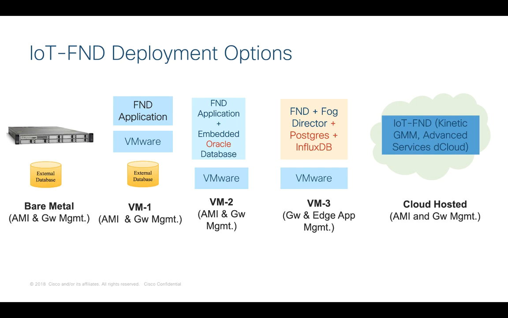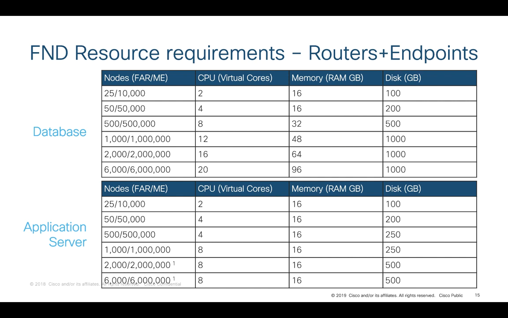And then the FND with Postgres option, both the FND and Fog Director are running as Docker containers inside this VM, which contains the Postgres and Influx database. And then FND is also available in the cloud. Cisco does not offer this, but there are customers that have taken FND to AWS, for example, and they're hosting it in the cloud.